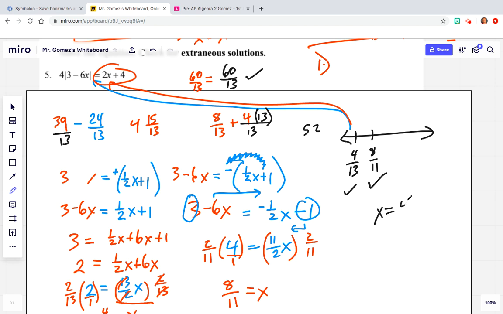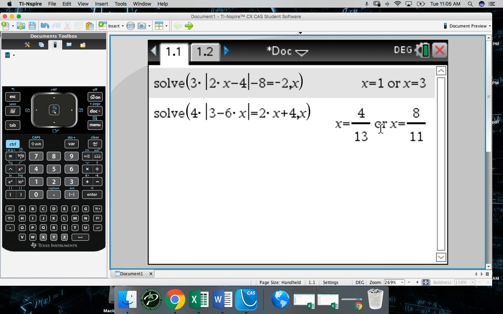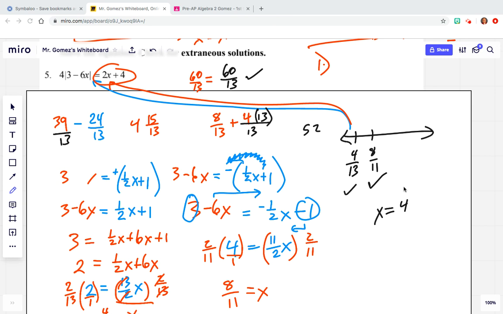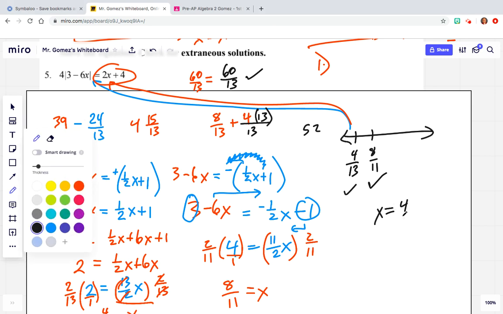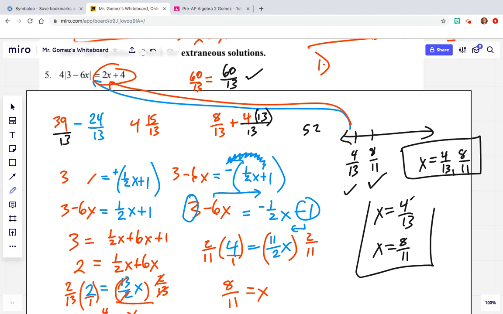So you can say x is 4/13 or 8/11. I know that you're used to seeing "or" as a disjunction, but this isn't a disjunction. It's saying either-or is the answer. Basically, it's saying that you have 2 answers. So the way I want you to write it out is x is equal to 4/13, x is equal to 8/11. Or yes, if you want to save a little bit of time and just write them out like this, that is totally acceptable as well. All right, so those are the first 5 problems of the review.